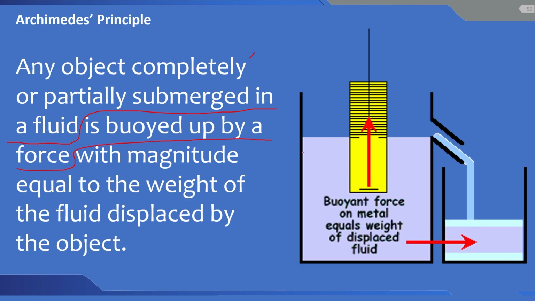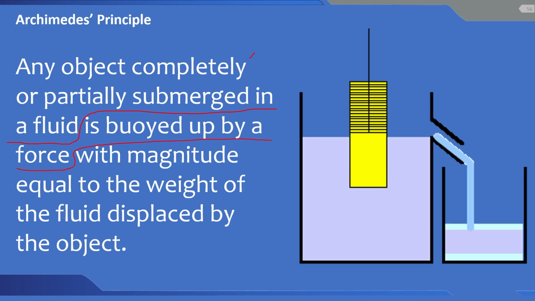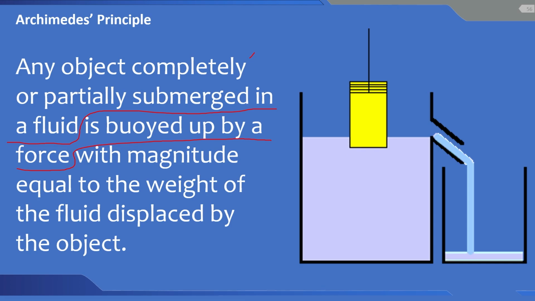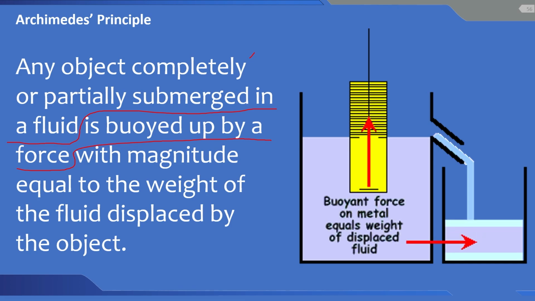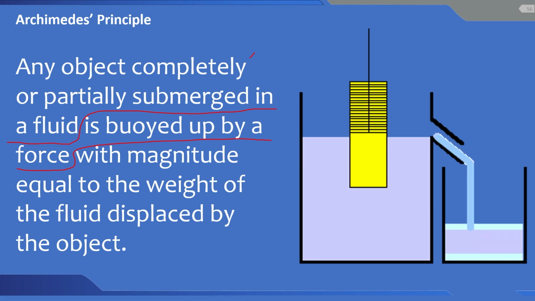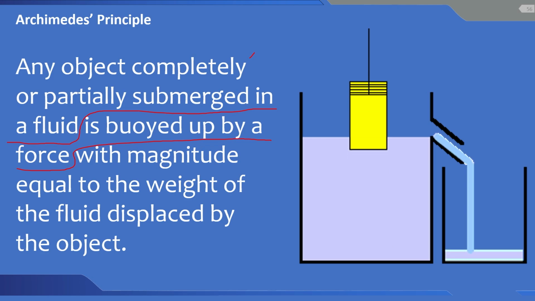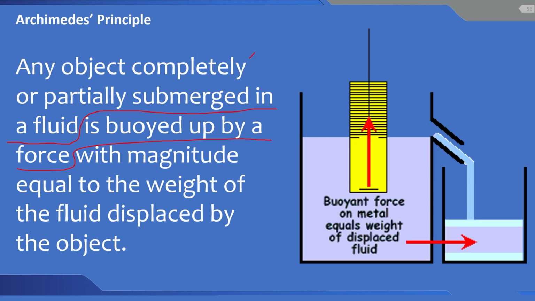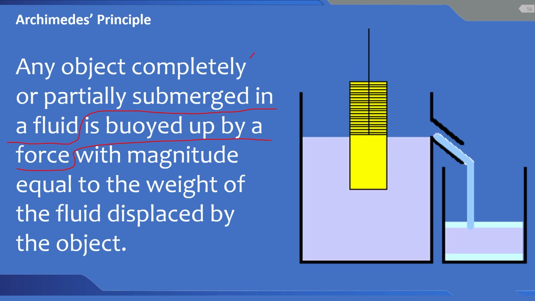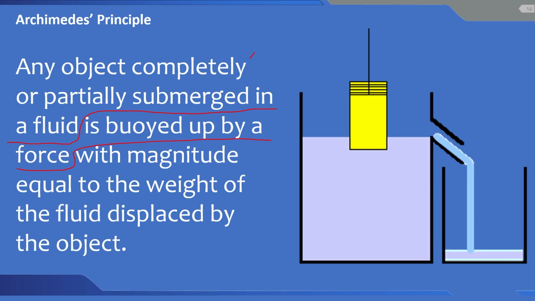The second statement is "buoyed up by a force." This means that when an object is in a fluid, it experiences an upward force. This force is what we commonly refer to as the buoyancy force. The buoyant force is the reason why objects feel lighter when submerged in water, or why some objects like boats float.